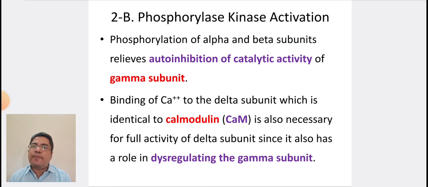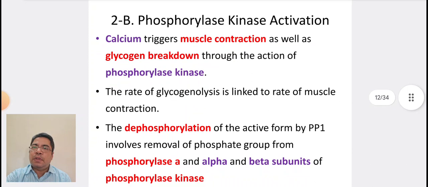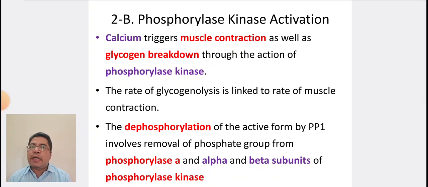Phosphorylation of alpha and beta subunits relieves autoinhibition of catalytic activity of the gamma subunit. Binding of calcium to the delta subunit, which is identical to calmodulin, is also necessary for full activity, since it also has a role in disinhibiting the gamma subunit. Calcium triggers muscle contraction as well as glycogen breakdown through the action of phosphorylase kinase. The rate of glycogenolysis is linked to the rate of muscle contraction.